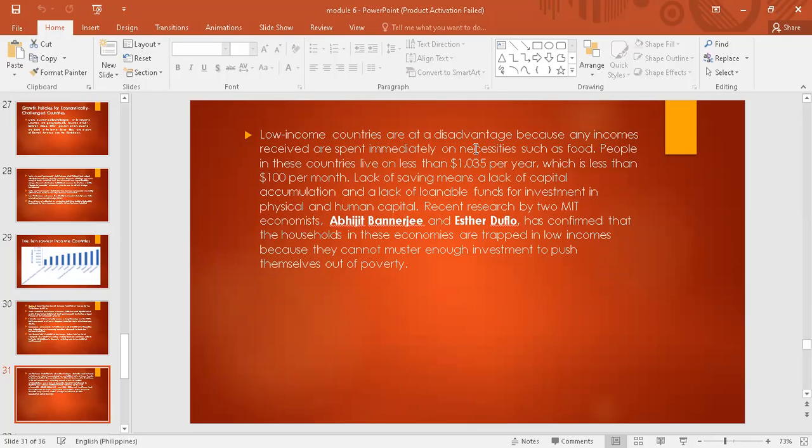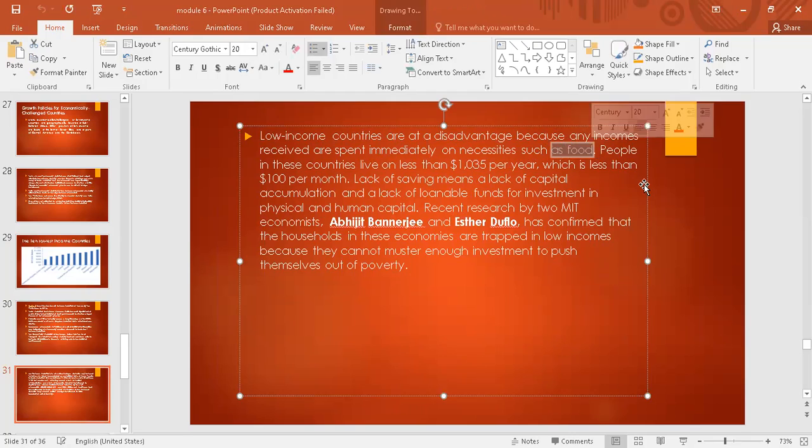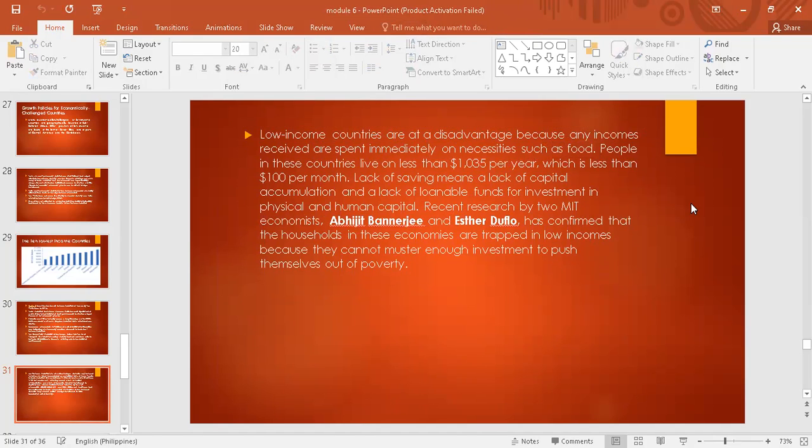Low-income countries are at a disadvantage because any income, ito yung sinasabi ko kanina, any income they receive are spent immediately saan? Sa food. Wala silang, kung kikita man sila, they're not going to use it for any luxury materials like buying car, cell phone, TV, and others. Basic needs first, yun ang pinaglalaanan ng kanilang income. People in these countries live only less than 1,035 per year. Dito yung sa Afghanistan, which is less than $100 per month.